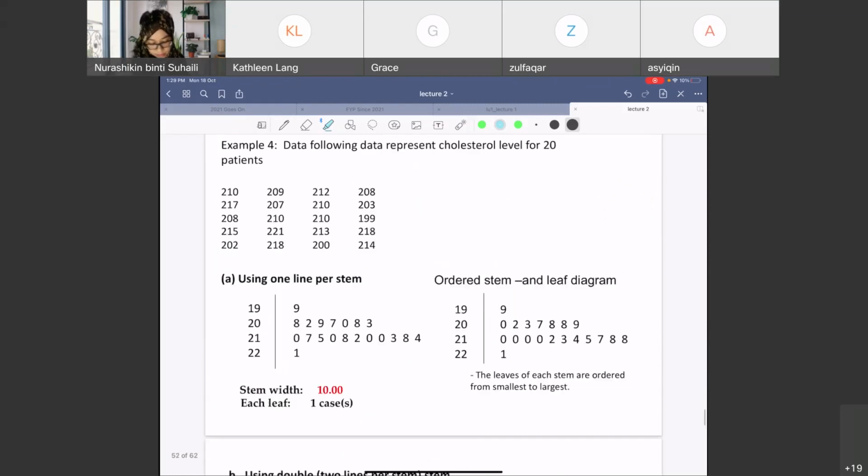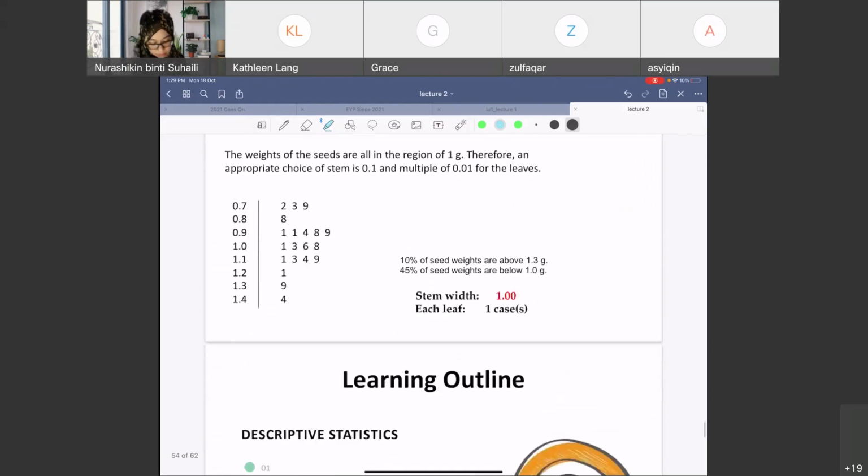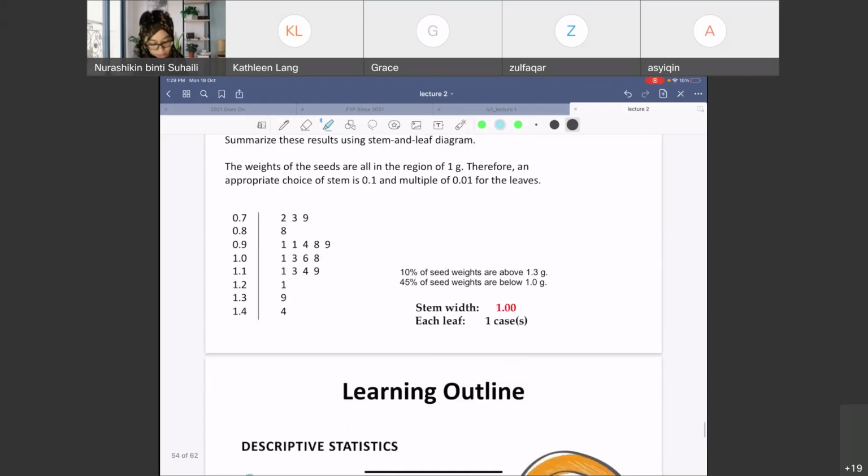You can go through the examples by yourself. I just explain the main principles of it.